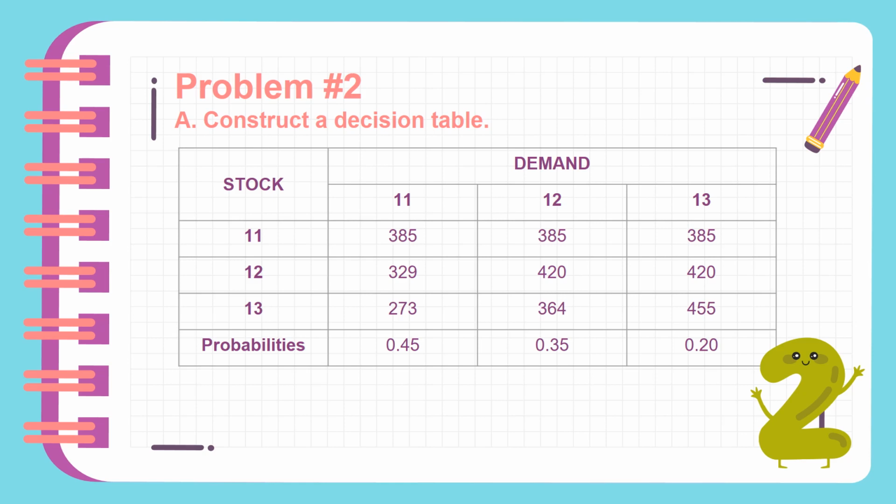And then next, if we have a demand of 13, for the 11, that is the same as previous, that is 385. And then for stock 12, that is also 420. And then for stock 13, we have a demand of 13 and we have a stock of 13. So that is 13 multiplied by 35 profit, that is 455.